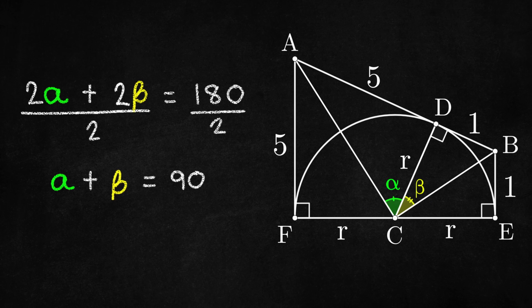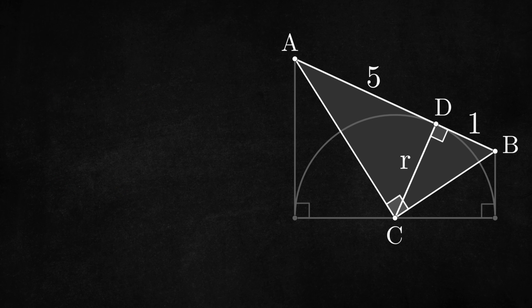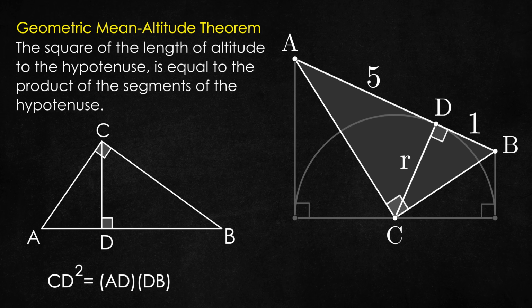Since the sum of alpha and beta is 90, we can say that angle ACB is a right angle. And also triangle ACB is a right triangle. We're getting close now. All right, for the next step, we will use the geometric mean altitude theorem. The theorem explains that the square of the length of the altitude to the hypotenuse is equal to the product of the segments of the hypotenuse.